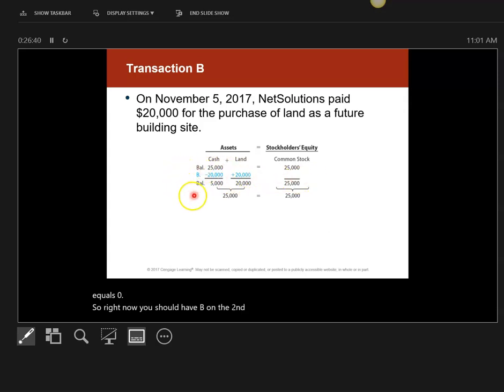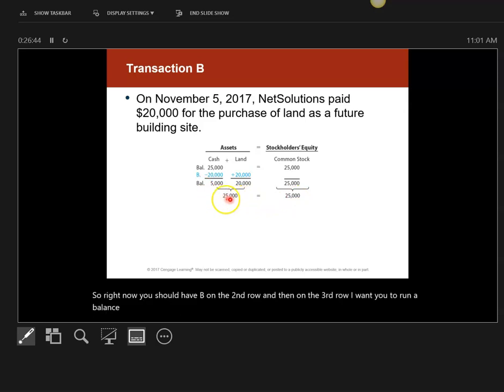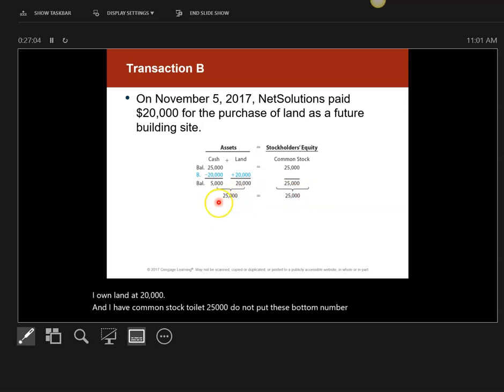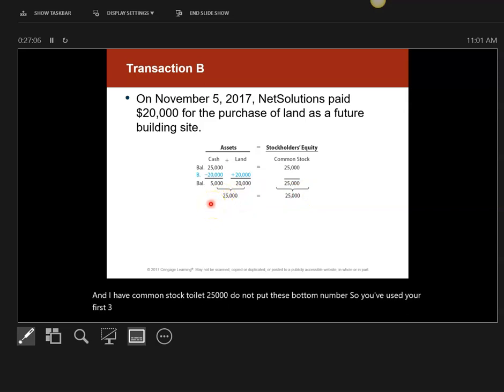And then on the third row, I want you to run a balance. See these numbers down here? Do not put them on your sheet. So on your third row, write the word BAL out in the margin. And I have 5,000 cash. I own land at 20,000. And I have common stock total at 25,000. Do not put these bottom numbers. So you've used your first 3 rows so far.